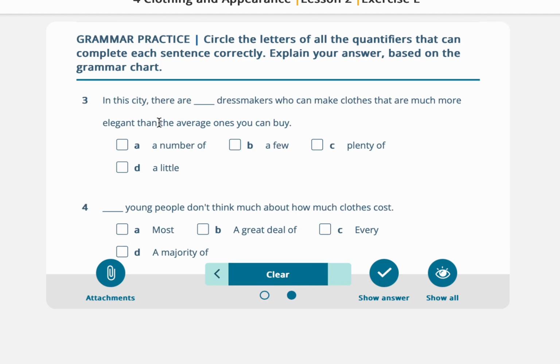In this city there are dressmakers. This is a countable plural noun, so we have to put a number of, a few, plenty of, but we cannot put a little here, because dressmakers is a countable noun, and little is only for uncountable nouns. And then we have most young people, a majority of young people. Every cannot go, because remember this is plural, and every is for singular, and a great deal of young people, the same.